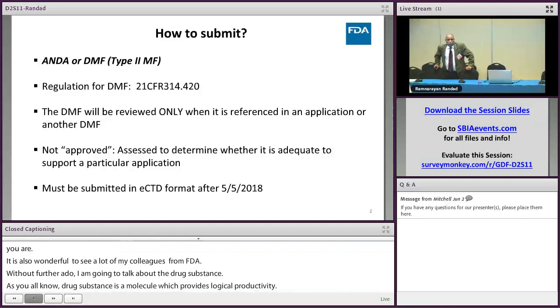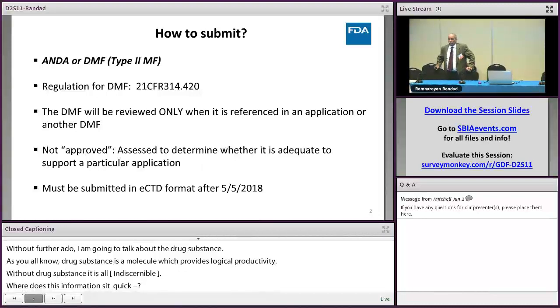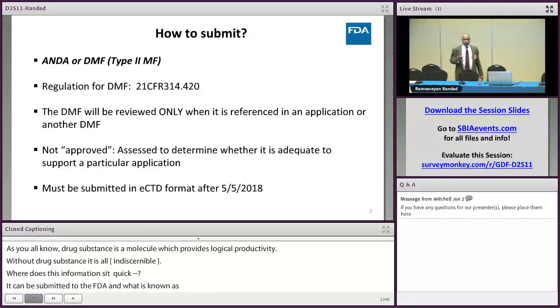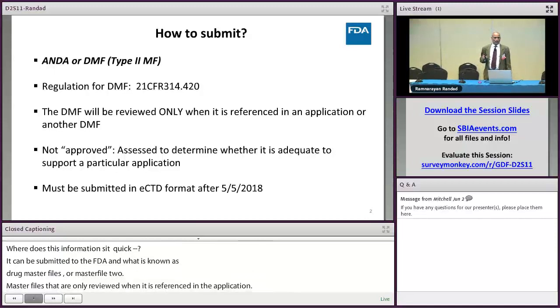Where does this information sit? This information can sit in the ANDA, abbreviated new drug application, or it can be submitted to the FDA in what is known as drug master files, or master file 2. Master files are only reviewed when referenced in the application. They are not approved, but they are found adequate, and you must follow an electronic CTD format from May 5.